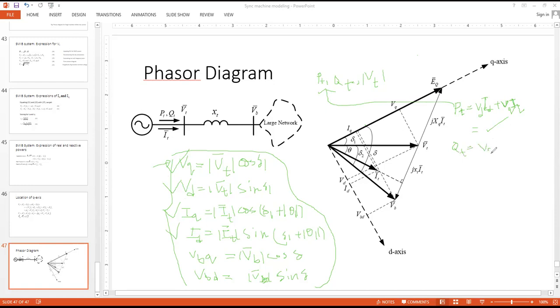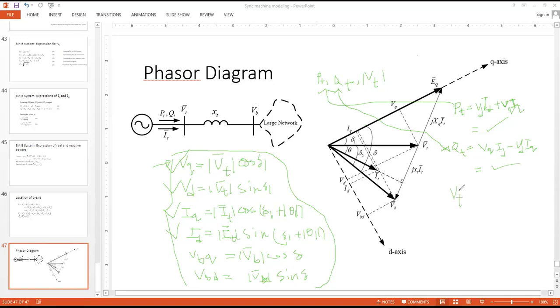The QT expression was obtained as this: VQID minus VDIQ. This was the expression of QT. So we started from some QT, so check back again. Just cross-check. If these two match, then you are done.